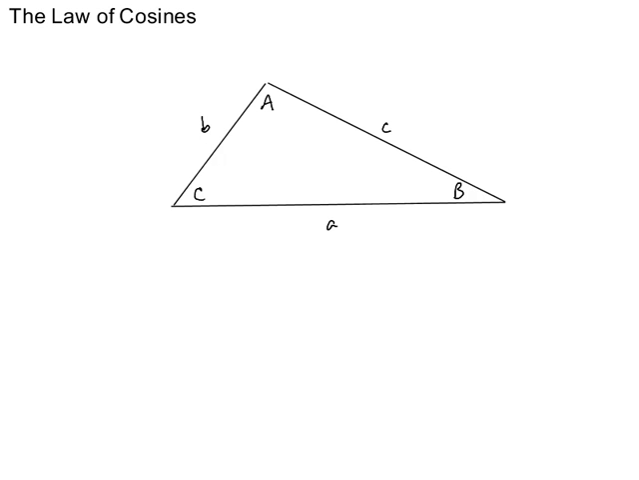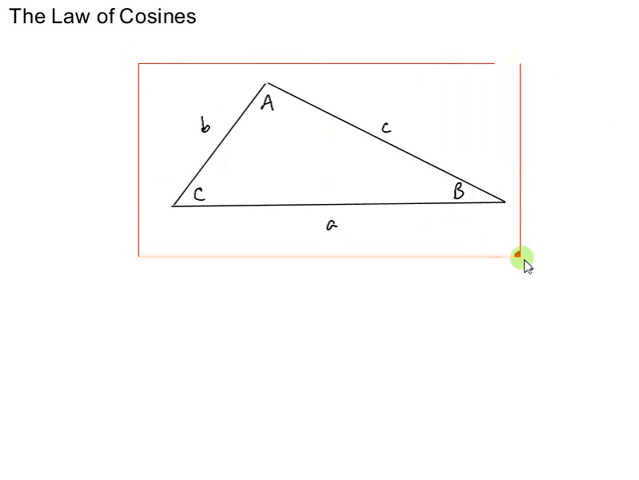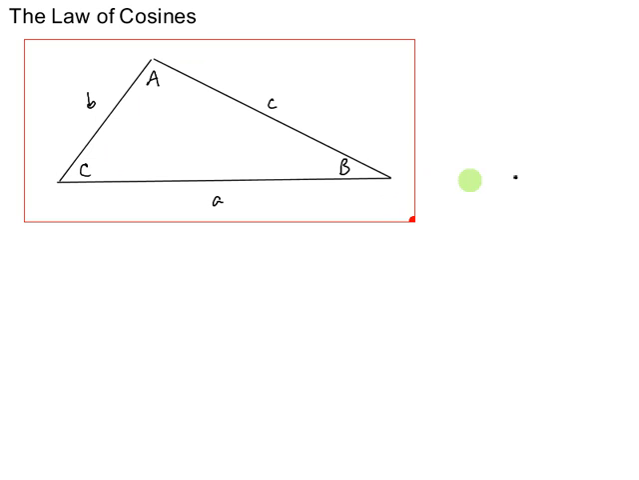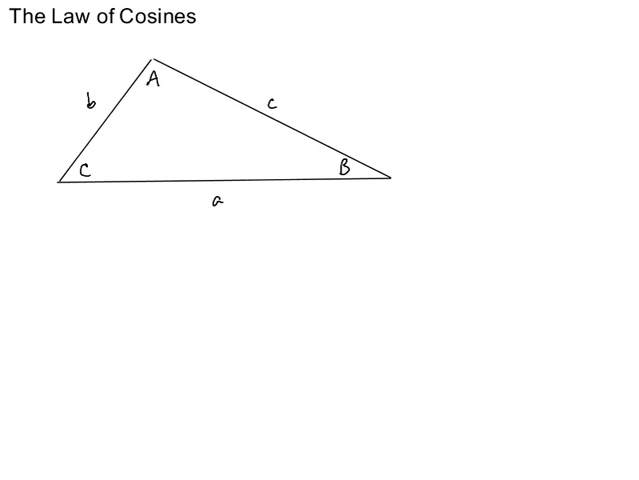Let's discuss the law of cosines, which will allow us to do work on oblique triangles, triangles that do not have a 90-degree angle. And the way I like to think about the law of cosines is it's very similar to the Pythagorean theorem, which does only apply to right triangles. So this is like the generalized Pythagorean theorem.